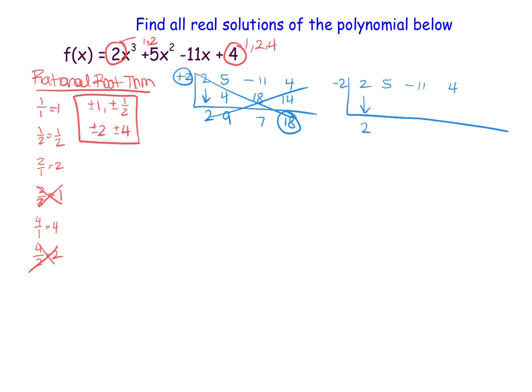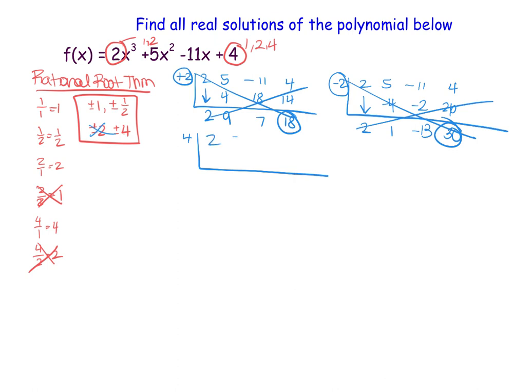So we pull down the 2, multiply it by negative 2 this time, which is negative 4, add down, multiply it by negative 2, which is negative 13, multiply it by negative 2, add down, which is then 30, because I have a remainder of 30. I know negative 2 is not a root. So now let's go try the 4's. So we've exhausted the 2's, let's try the 4's.